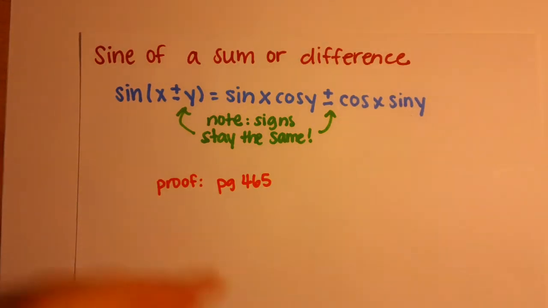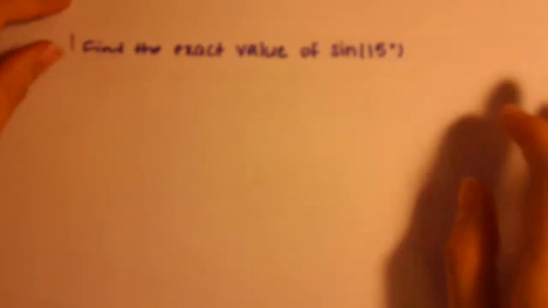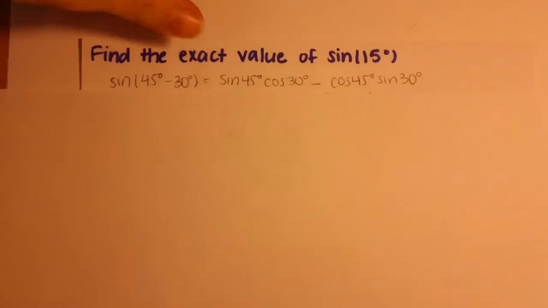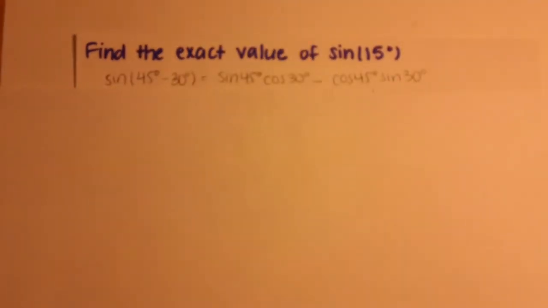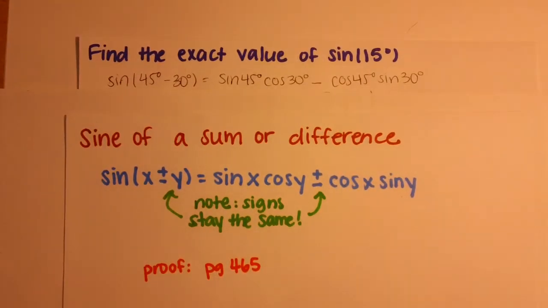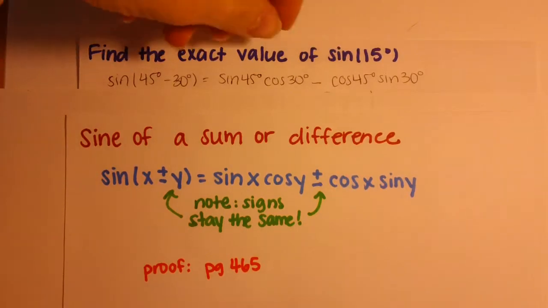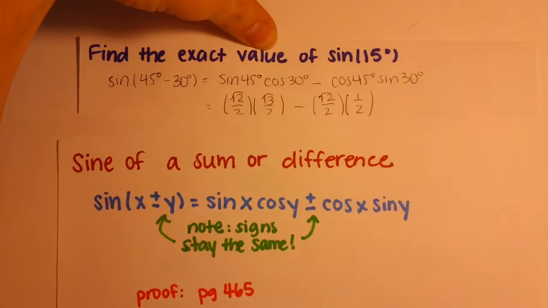And so now we want to find the exact value of the sine of 15 degrees. For the sine of 15 degrees, just like we did for the cosine, we can use 45 and 30. We'll have the sine of 45 cosine of 30. Notice we're now using the sine of a sum or difference, so the signs stay the same: cosine of 45, sine of 30. Then we can evaluate those like we're used to using the unit circle.